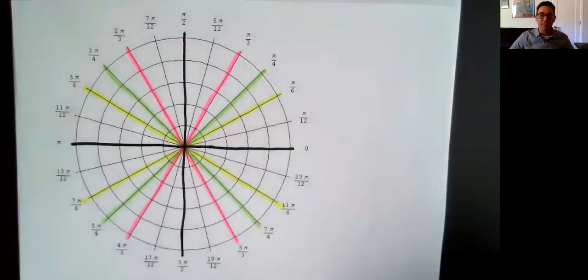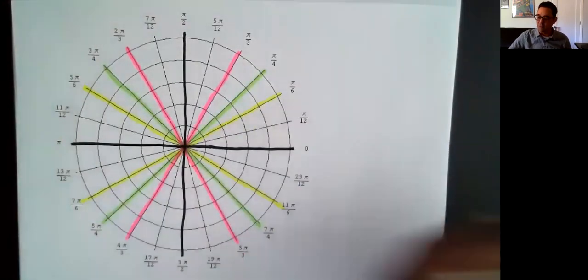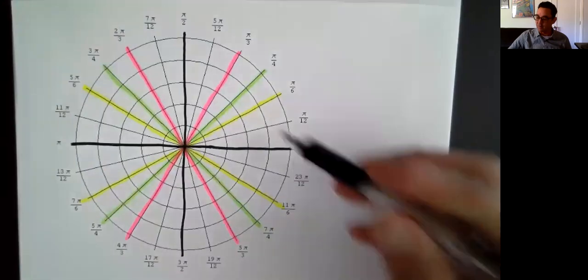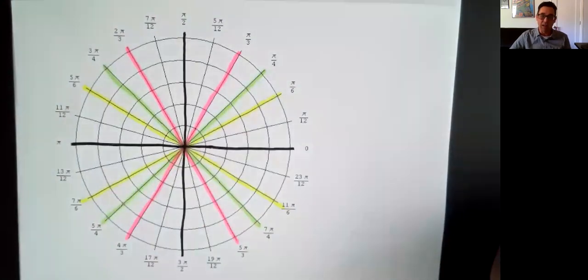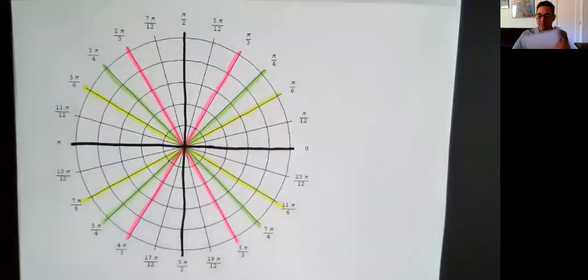Okay, so this is what a polar grid looks like. And as you can see, it makes drawing curved lines maybe a little bit easier because the graph is already curved. So that's kind of the main reason that we have polar coordinates. Okay, now here's the thing.